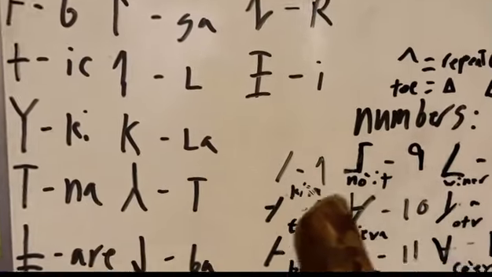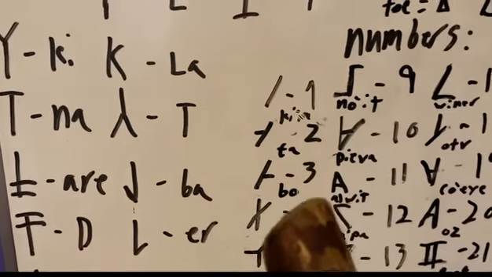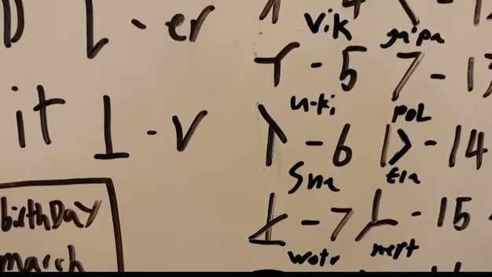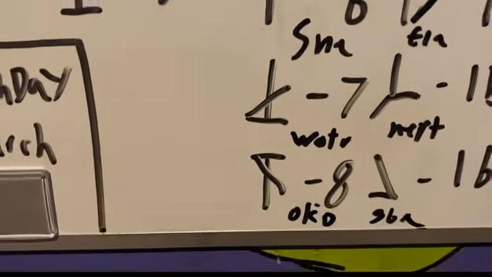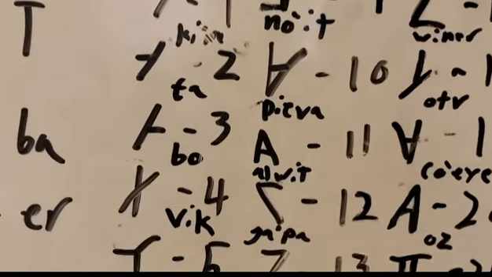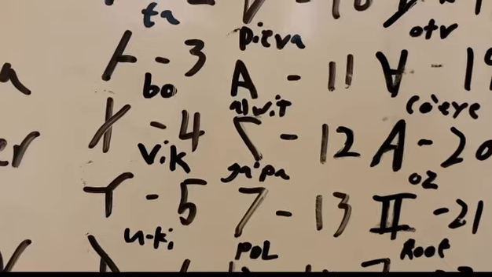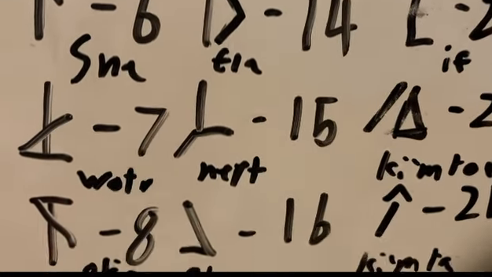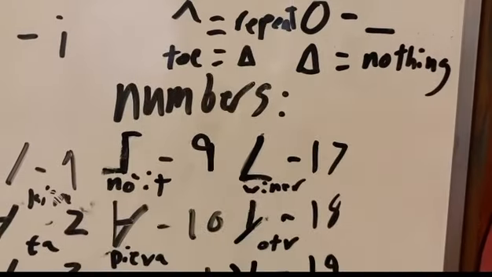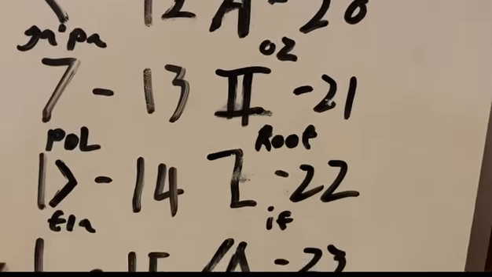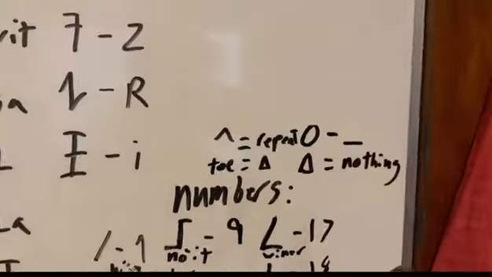We've got 1, which is pronounced kaim, 2, pronounced fa, 3, pronounced bo, 4, pronounced vic, 5, pronounced yukai, 6, pronounced sna, 7, pronounced wata, 8, pronounced oct, 9, pronounced knowit, 10, pronounced diva, 11, pronounced aluit, 12, pronounced gapha, 13, pronounced pol, 14, pronounced fla, 15, pronounced nept, 16, pronounced spa, 17, pronounced winner, 18, pronounced otfu, 19, pronounced kawai, 20, pronounced oz, 21, pronounced rough, 22, pronounced if, and then that's 23 and 24, which we will get to after we explain what this is.